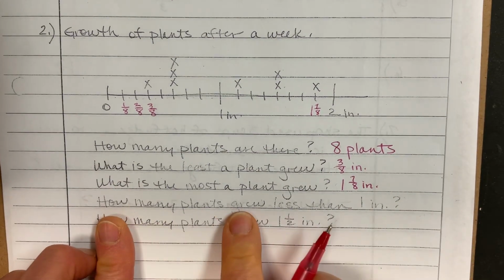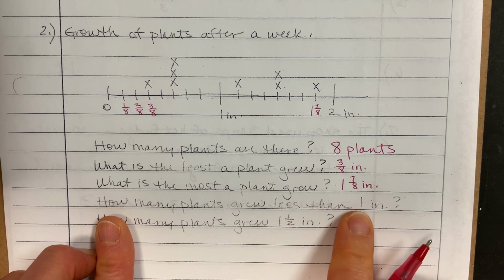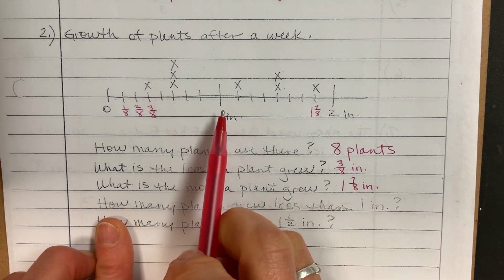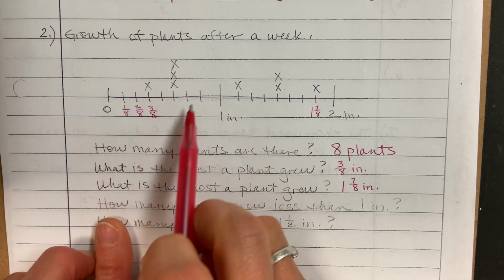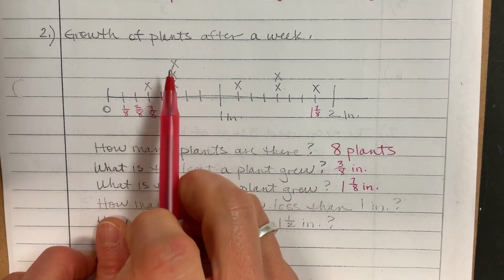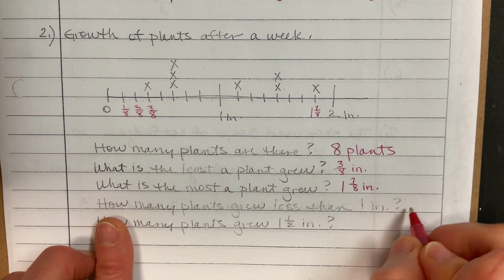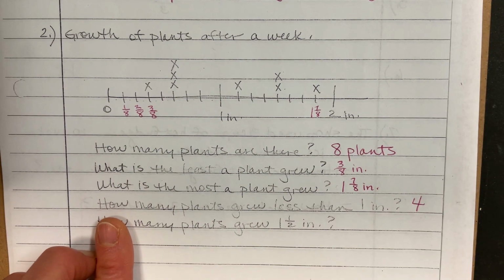How many plants grew less than 1 inch? Well, here's 1 inch, so the plants that grew less than that are the X's down here. So that would be 1, 2, 3, 4 plants grew less than 1 inch.